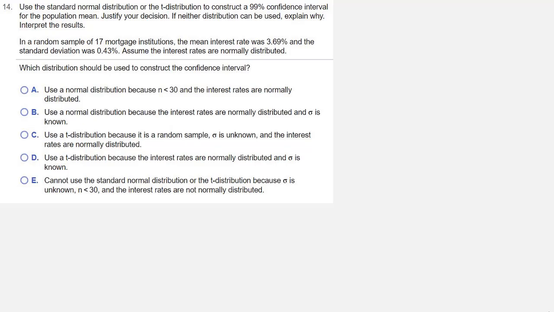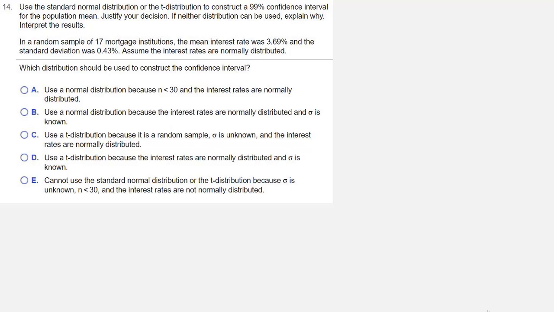Interpret the results. In a random sample of 17 mortgage institutions, the mean interest rate was 3.69% and the standard deviation was 0.43%. Assume the interest rates are normally distributed. So which distribution should be used to construct the confidence interval?